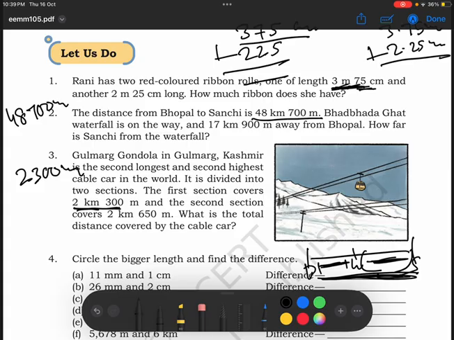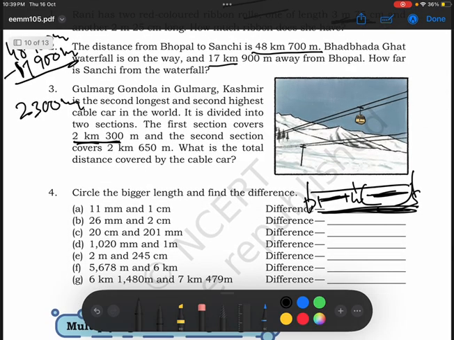So this is the total distance, Bhopal to Sanchi, and Bhopal to the waterfall is 17 kilometers. So 17 kilometers means 17,000, and 900 is already there. So it is like that. Then you will subtract this, and you will get the distance between the waterfall and Sanchi. In the same way, you can do the next question.